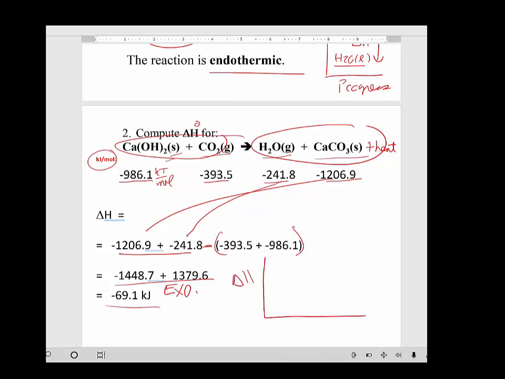If we drew an enthalpy versus progress of reaction diagram, it would look like this. Our reactants are there, our products are there. The difference, the delta H between the two, is a negative 69.1 kilojoules.